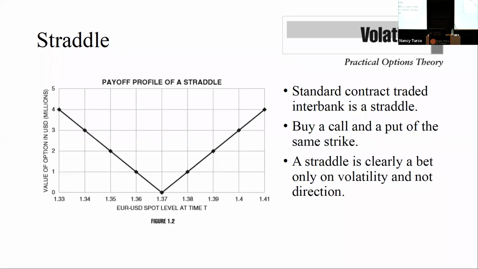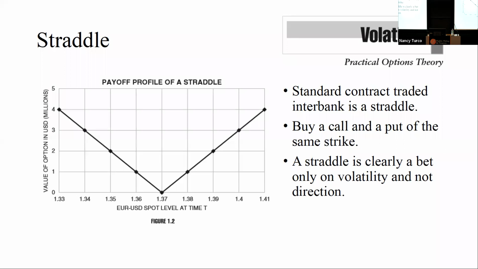So first of all, let me show you the straddle. In the interbank market, this is the standard contract that trades. It's just buying a call and buying a put off the same strike. So you get this V-shaped symmetrical profile. Now you can see straight away that this is a bet only on volatility, right? Because if I have this in my portfolio, I don't care if spot goes up by 3 big figures or down by 3 big figures. My payoff is the same. All I care about is that it moves one way or the other.